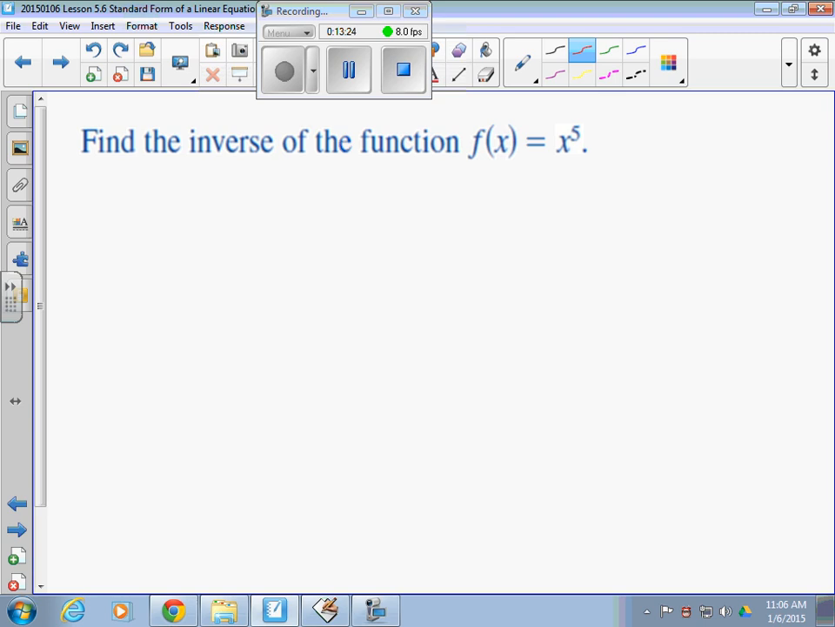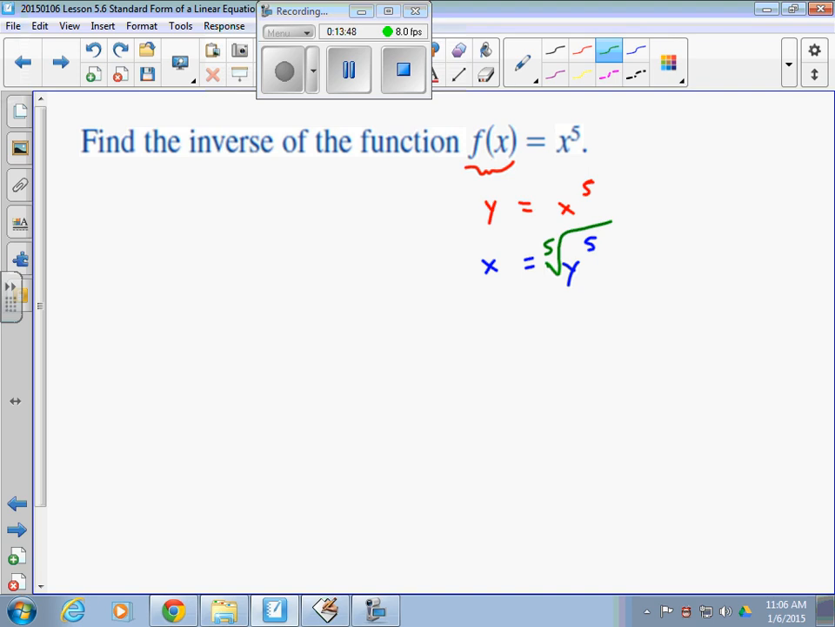Okay, the first thing you want to do with this one is you want to call f of x. Anytime you have that, you want to call that y. So y equals x to the 5th power. Then you want to do just like example number 1, change their positions. X equals y to the 5th power. Then you want to cancel out the 5th power. In order to cancel that out, you take the 5th root.